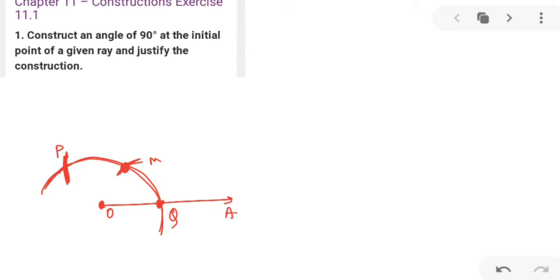Got my point clear? Now you have to take M, put your compass on M, cut an arc here, and put the compass on P, cut an arc here. Now this intersection point you can name as L. Join LO, and angle LOA will be 90 degrees. Okay? Got my point clear?